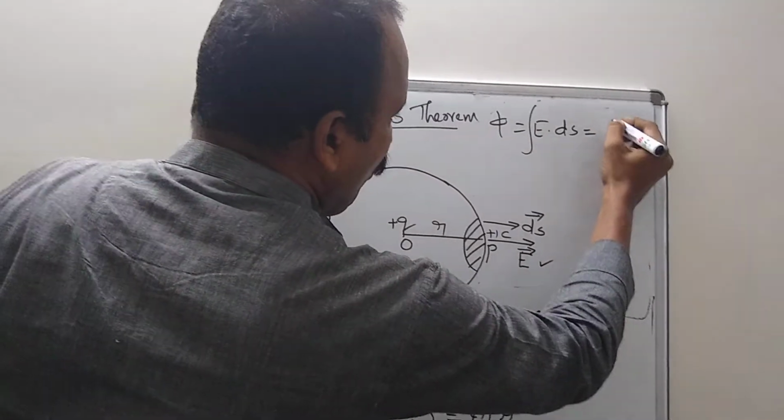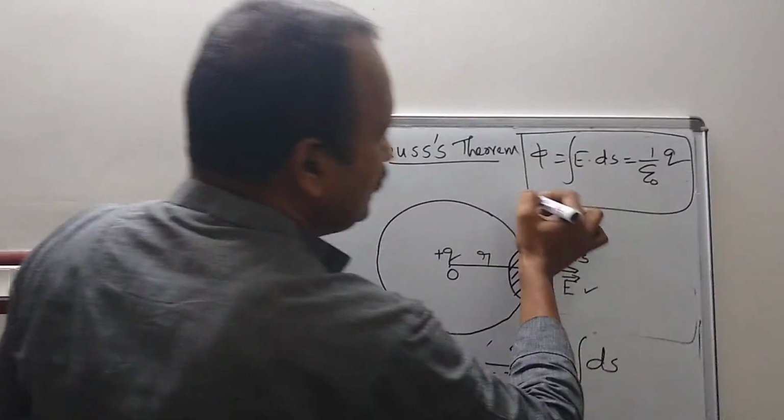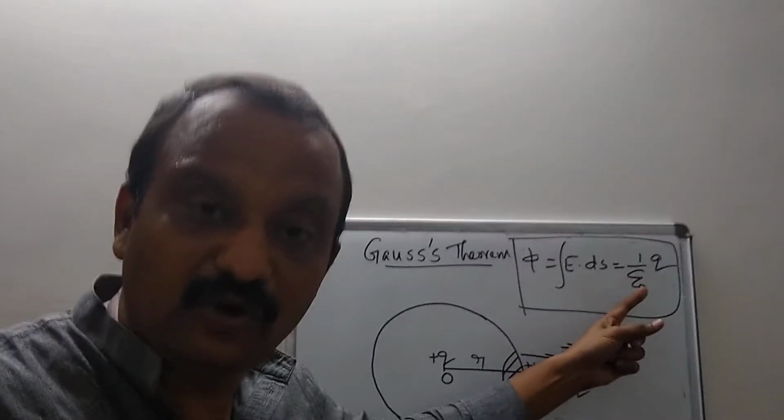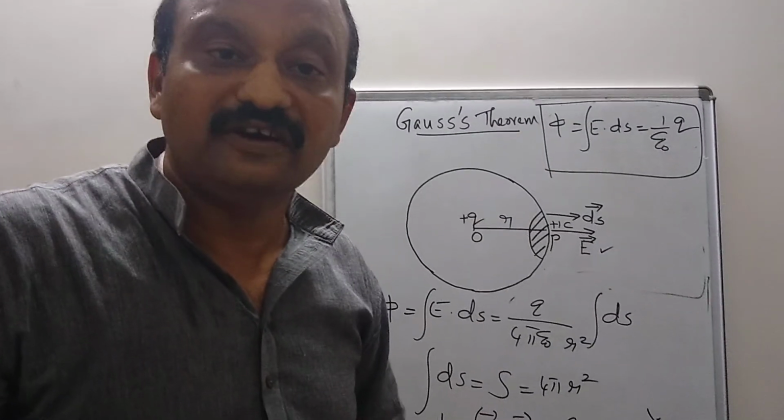That can be written as 1 by epsilon 0 q. This is Gauss's theorem. That is, the total flux over any closed surface is equal to 1 by epsilon 0 times the net charge enclosed by the surface. This theorem is called Gauss's theorem.